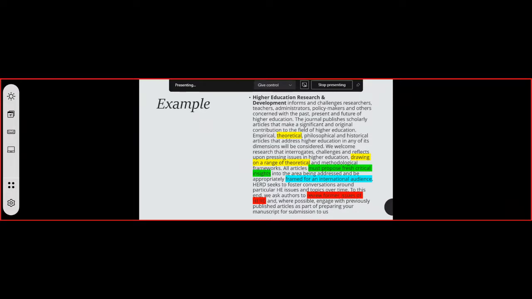And very interesting, in this specific journal, they actually tell you to review former issues of this journal and, where possible, engage with previously published articles as part of preparing your manuscript for submission. So they are actually giving you a heads up to say that you need to look within this journal for former issues that maybe addressed a similar theme or a similar scope, and that you actually use it.